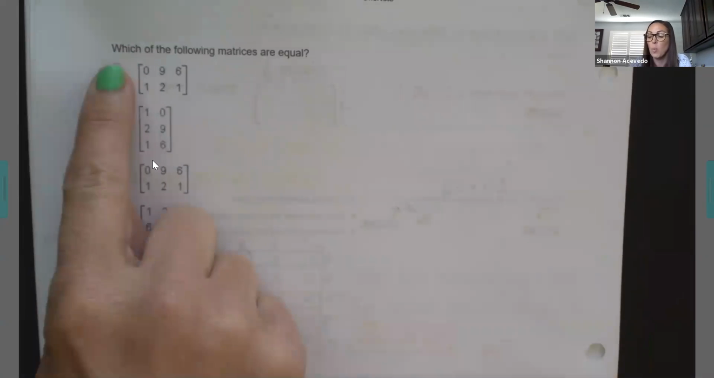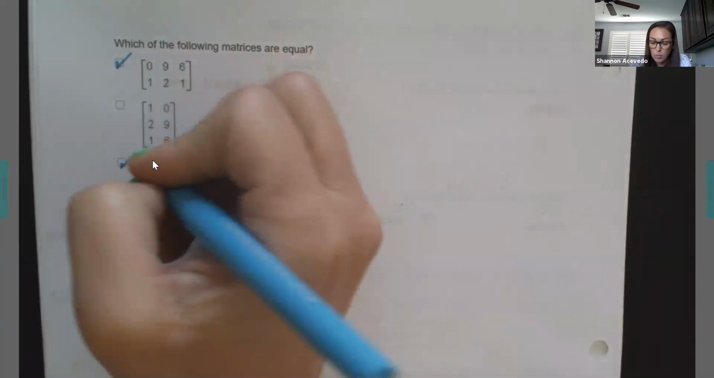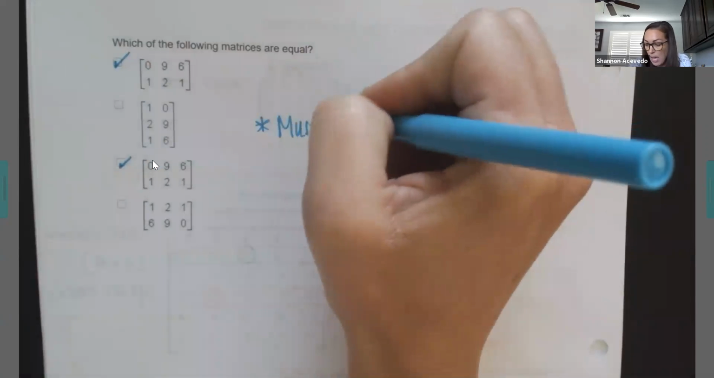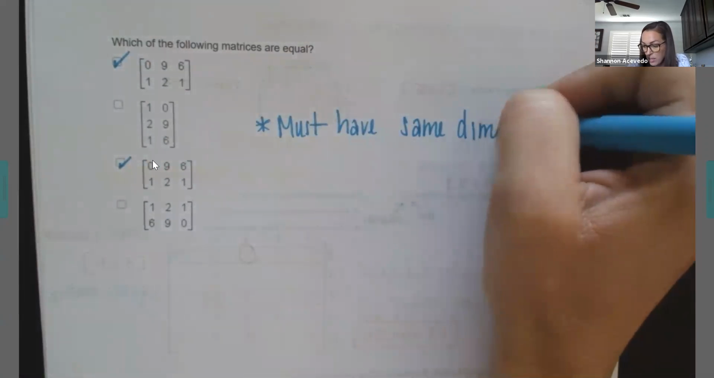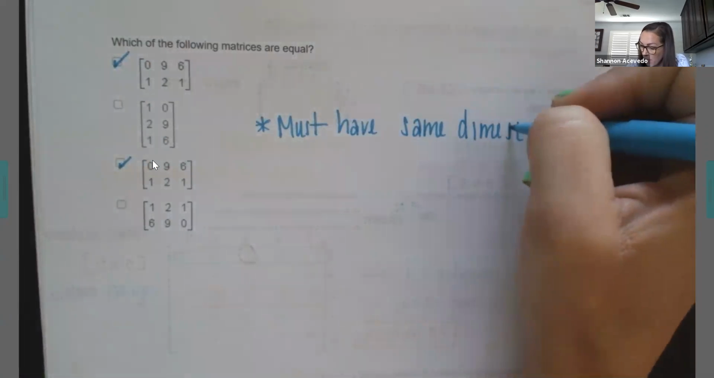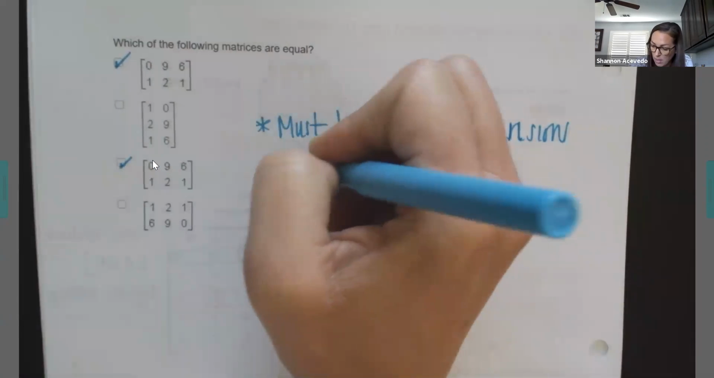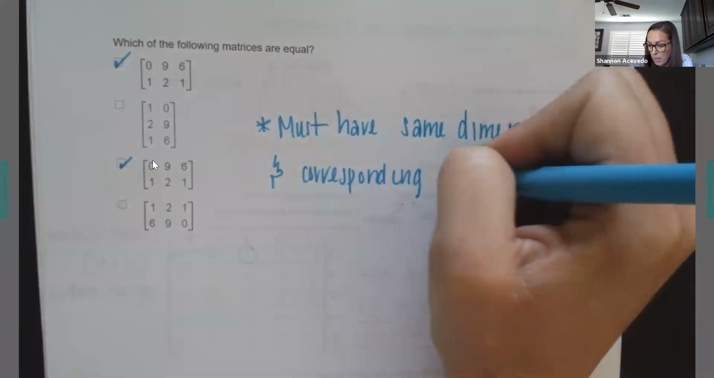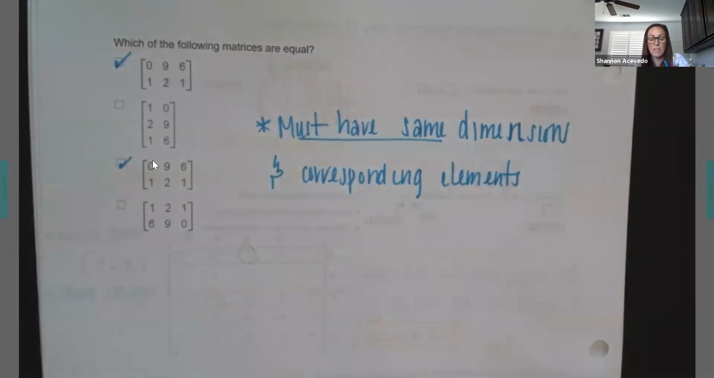So, which of the following matrices are equal? Which ones of these are equal? And the only ones that are going to be equal is this one and this one. For them to be equal, they must have the same dimensions and corresponding elements. There's no exception. They have to have the same dimensions.